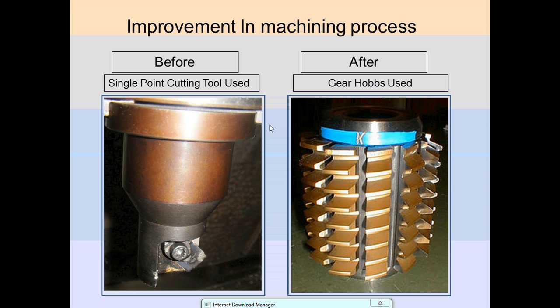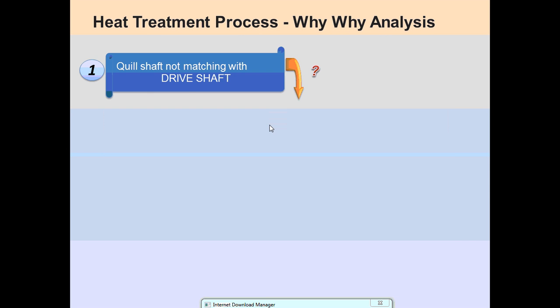Because of that we are going to change to gear hobbing, which is able to make the same spline in one time. So the time is also reduced, and we are also able to make the same spline and the same gear tooth without variation.